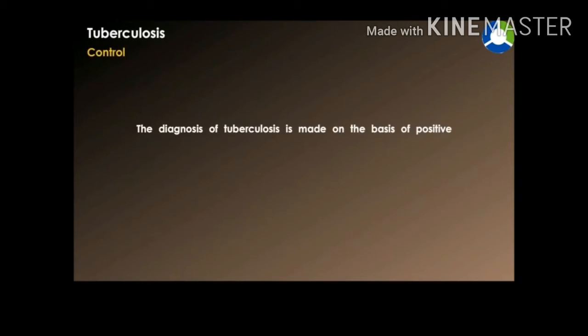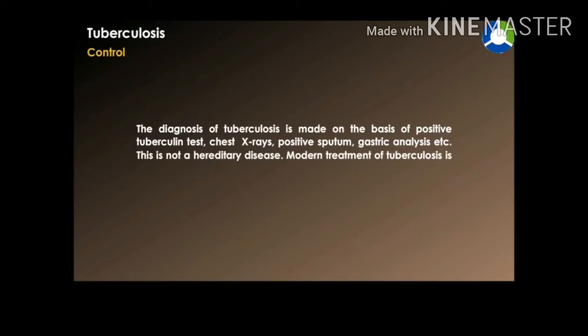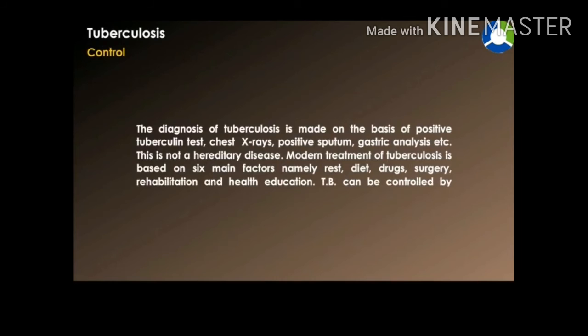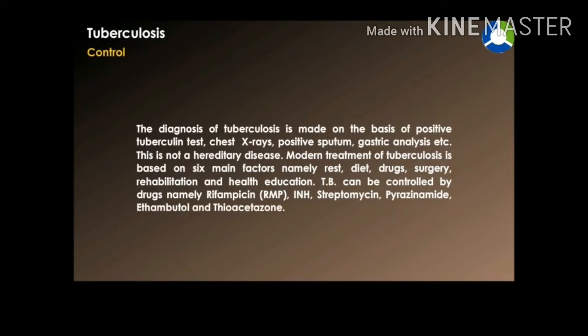Control. The diagnosis of tuberculosis is made on the basis of positive tuberculin test, chest X-rays, positive sputum, gastric analysis, etc. This is not a hereditary disease. Modern treatment of tuberculosis is based on 6 main factors, namely rest, diet, drugs, surgery, rehabilitation, and health education. TB can be controlled by drugs, namely rifampicin RMP, INH, streptomycin, pyrazinamide, ethambutol, and thioacetozone.